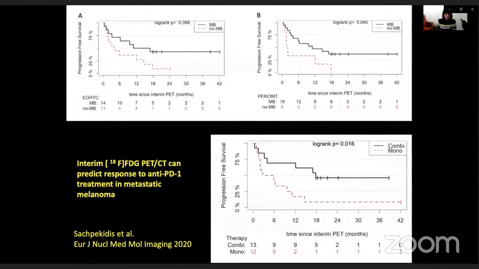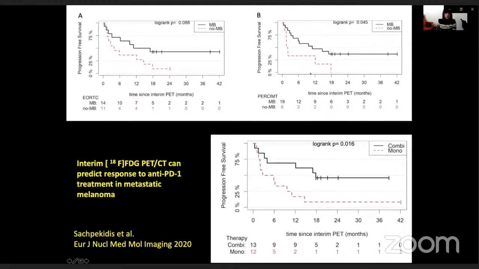Now, the next step was to compare the PERSIST criteria to the ERTC criteria in patients getting anti-PD-1 treatment, like pembrolizumab or nivolumab, or a combination of both nivolumab and ipilimumab. If we look at the data comparing the combined immunotherapy to the monotherapy with PD-1, we see that the Kaplan-Meier curves show clearly longer progression-free survival in patients who get the combined therapy as compared to the monotherapy.